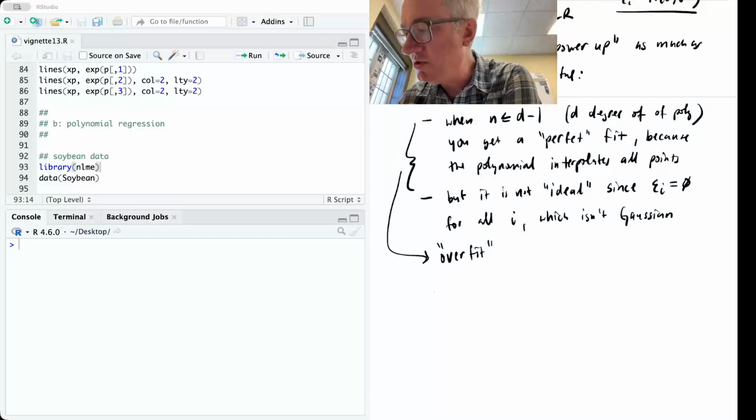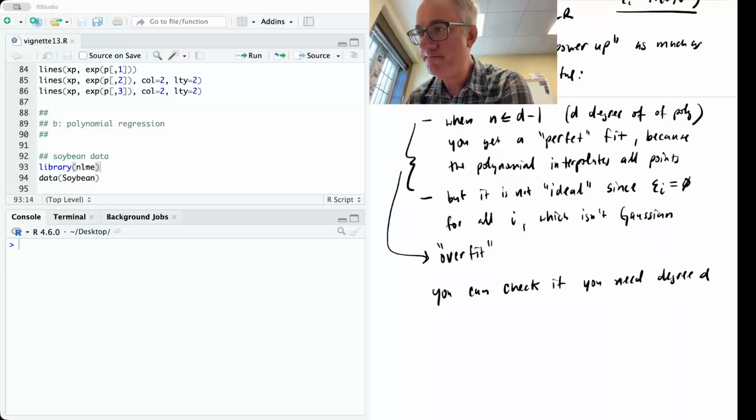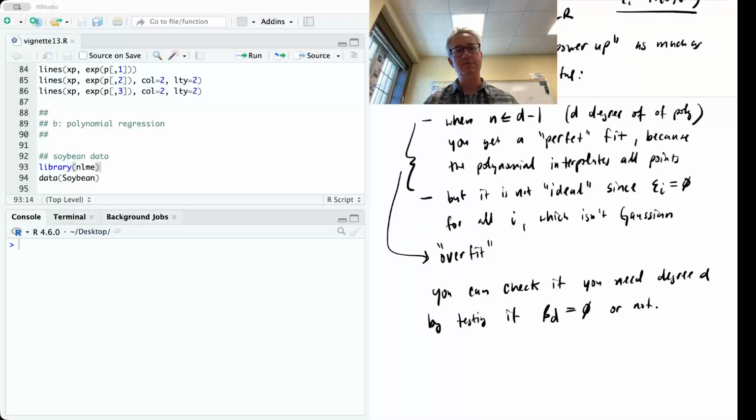Fortunately, you can check if you need degree d by testing if the coefficient in front of the dth degree is equal to 0 or not through a hypothesis test. All right, that is all of the writing that I'm going to do for this vignette.